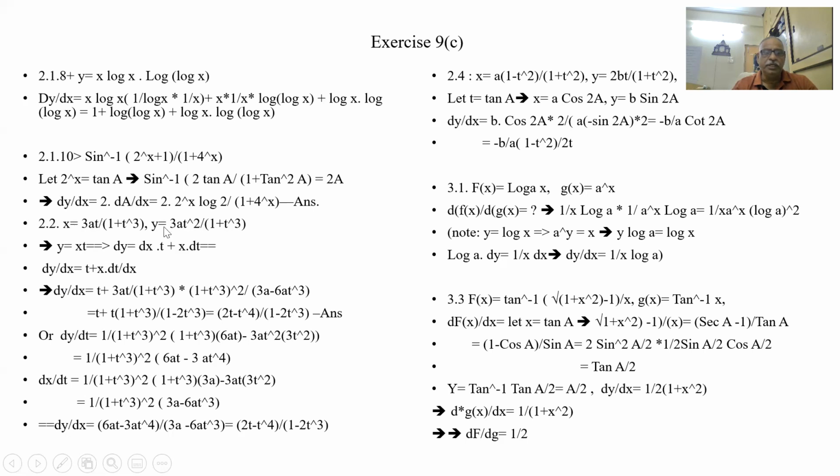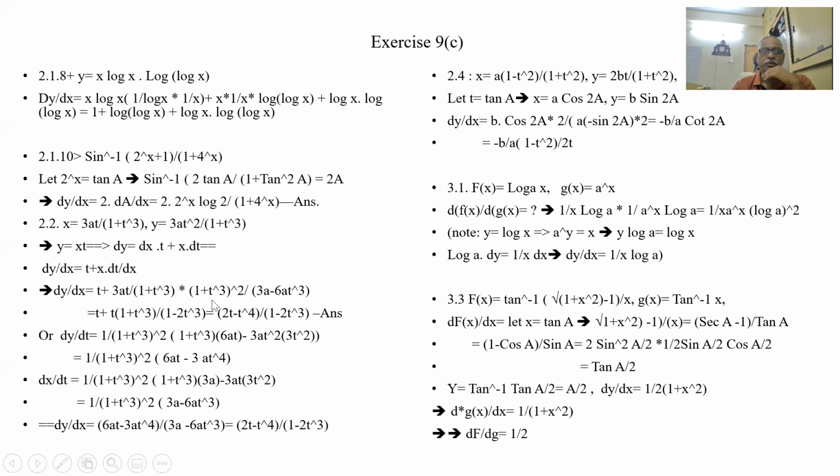So x into t is y. y is equal to x into t. So dy by dx is equal to dx into t plus x into dt. So dy by dx is equal to t plus x into dt by dx. Here x is 3at by 1 plus t cube, into dt by dx. I can calculate dt by dx from here.